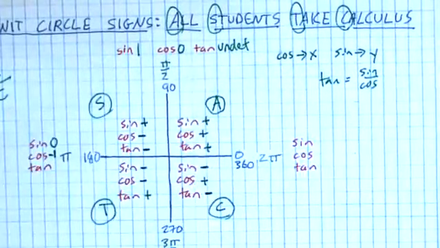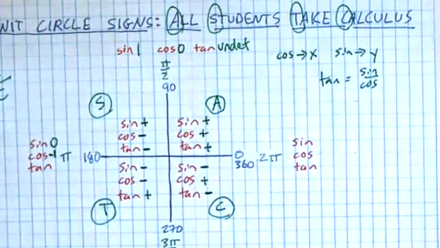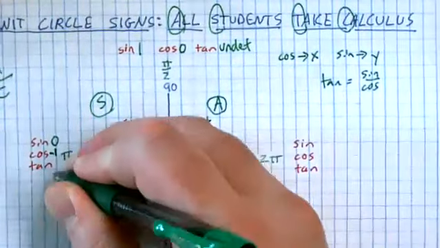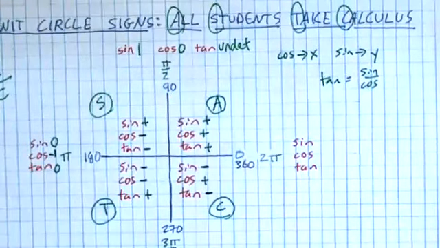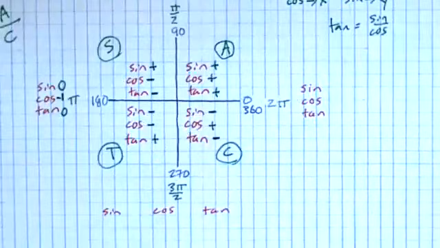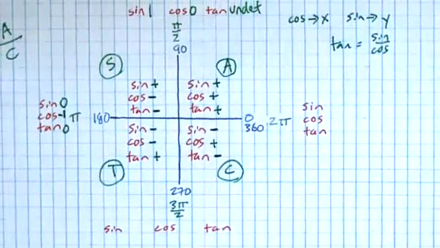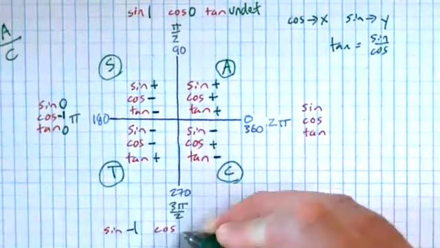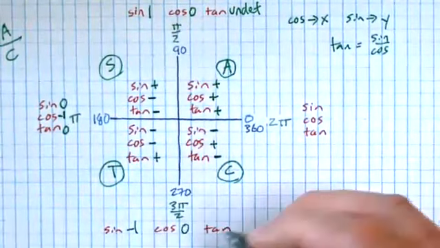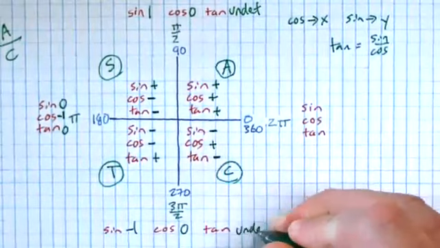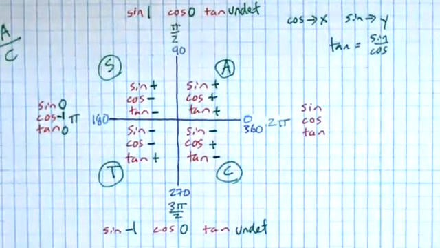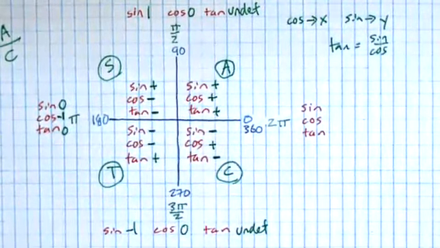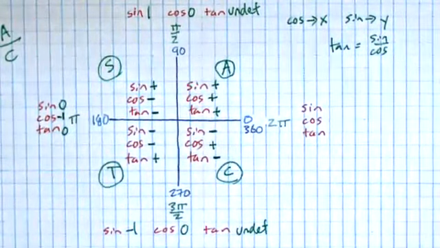And tangent would be sine over cosine. 0 over negative 1 is 0. And we can keep going around. Down here, y coordinate would be negative 1, x coordinate would be 0, tangent, negative 1 over 0, is still undefined, because we can't divide by 0.